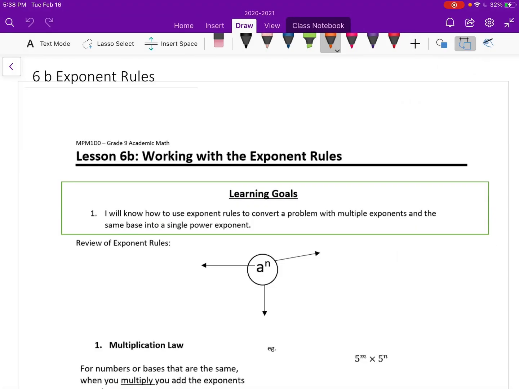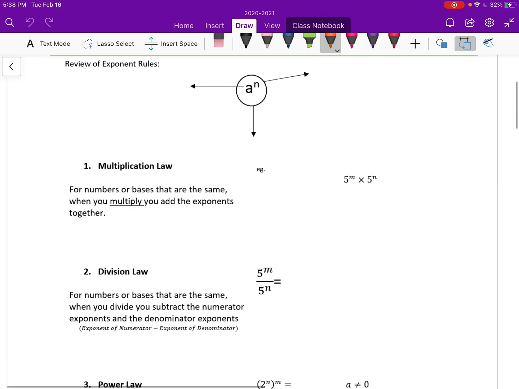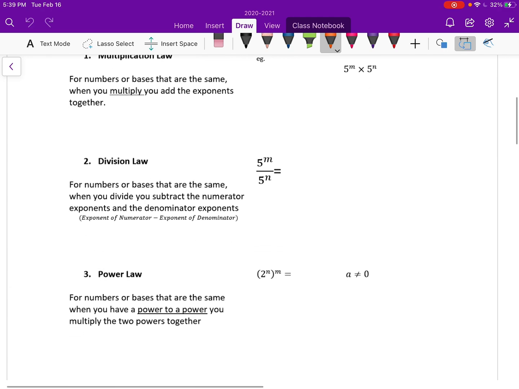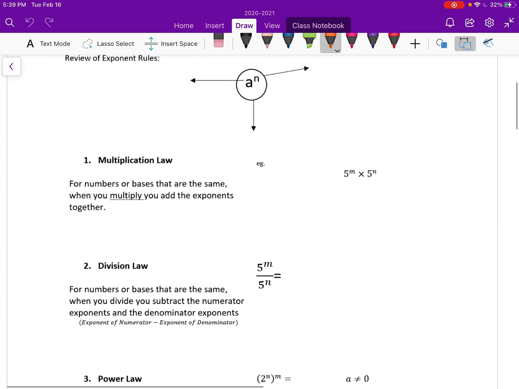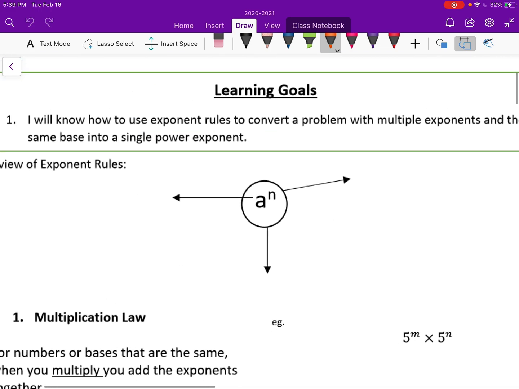Class, so we're just going to go over lesson 6B exponent rules together. We found out in our last investigation that we had a bit of exponent laws. The first one was a multiplication law, then we had our division law and our power law. I'm just going to go over a few of these with you. Before we get started, let's do a really quick review from our investigation.